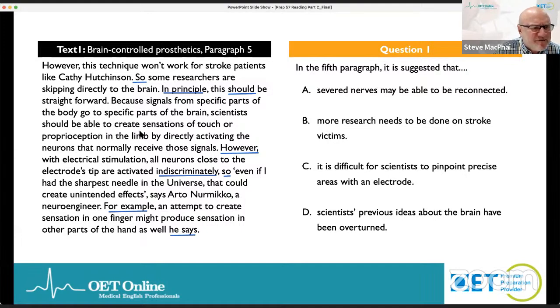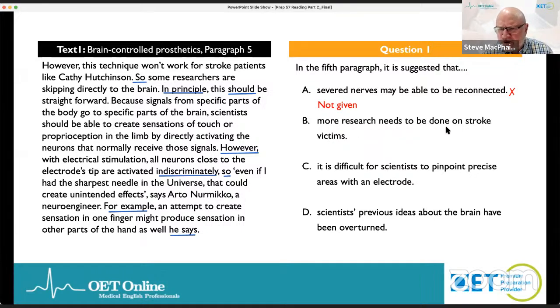It does say a few things. We should be able to create sensations of touch by activating the neurons. Well, we said we should be able to do things, and that's that sense of touch. So that relates to the nervous system. But it doesn't seem to say may be able to be reconnected. I'd be doubtful of that one, everyone. It doesn't really sound right to me. I couldn't really find synonyms for these words, so I'm a bit doubtful there.